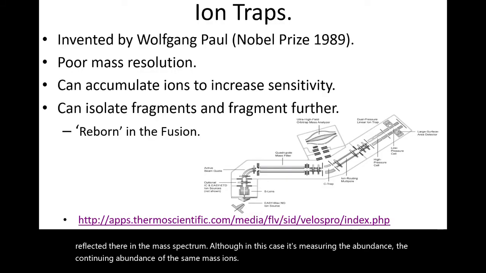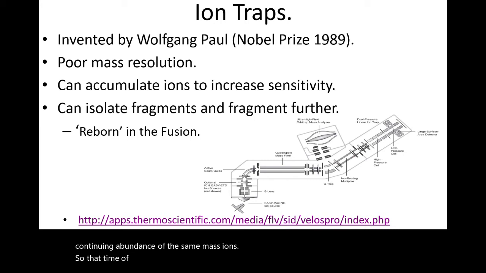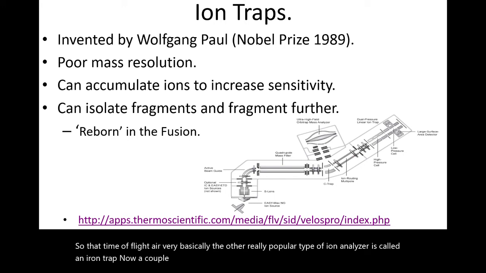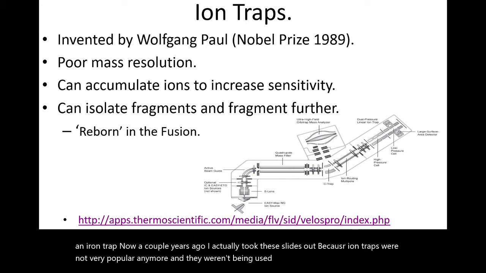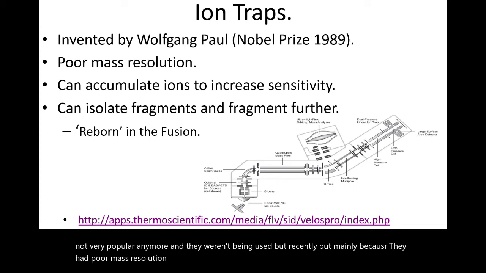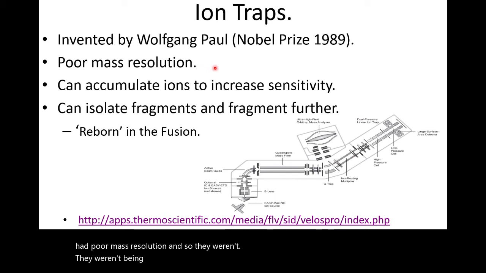So that's time of flight, very basically. The other really popular type of ion analyzer is called an ion trap. Now, a couple of years ago, I actually took these slides out because ion traps were not very popular anymore, and they weren't being used. But mainly because they had poor mass resolution, and so they weren't being used once things like the Orbitrap came into existence. However, they are useful.